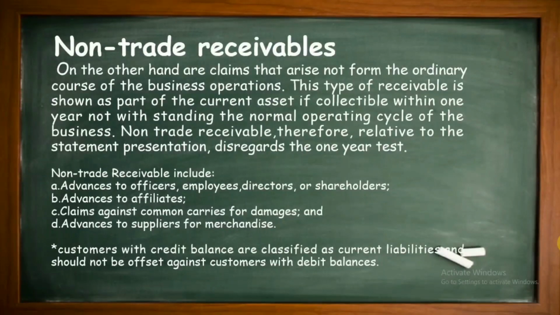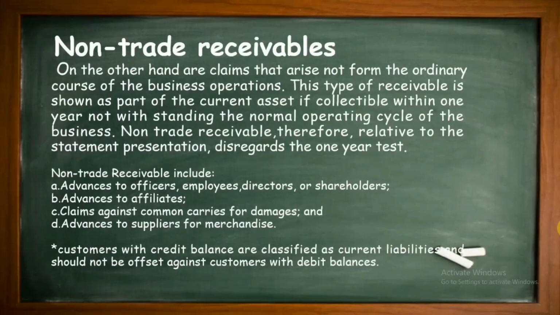So example naman din dito is sa business entity na sari-sari store, binenta niya yung isa sa mga estante or yung pinaglalagyan ng mga paninda. Yung receivable arising dun sa pagbebenta ng estante is considered siya as a non-trade receivable kasi hindi naman siya normal operation ng sari-sari store na magbenta ng estante.